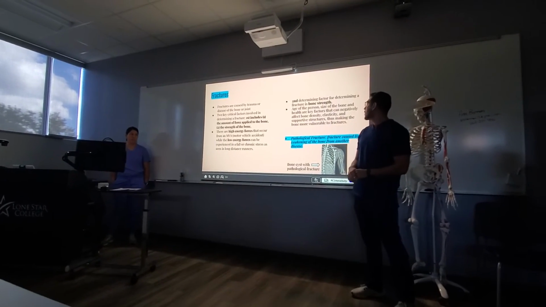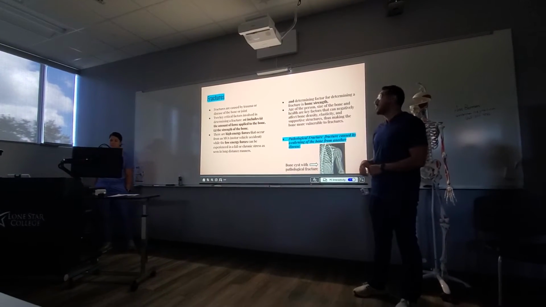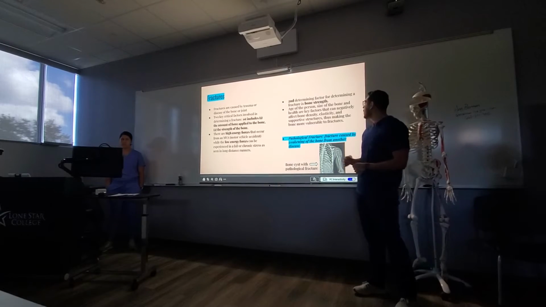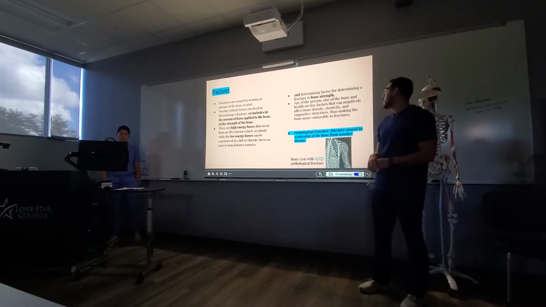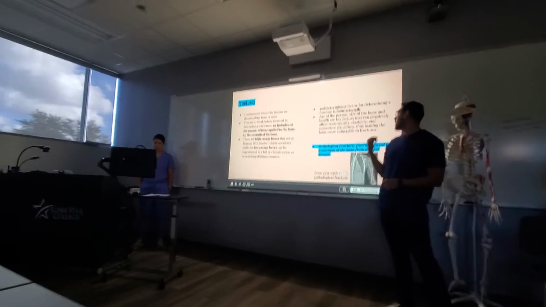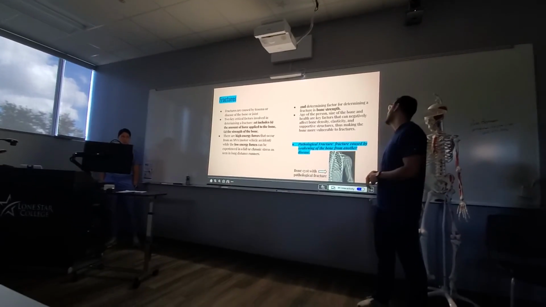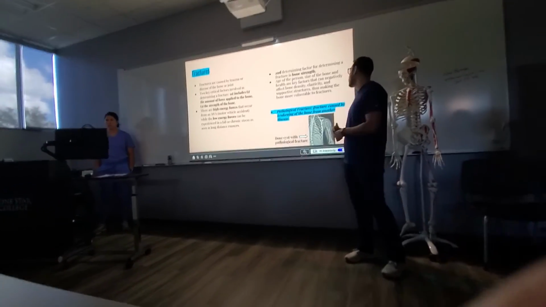The second determining factor for a fracture is the bone strength. The age of the person, size of the bone, and health are key factors that can negatively affect bone's density, elasticity, and supportive structures, thus making the bone more vulnerable to fractures.